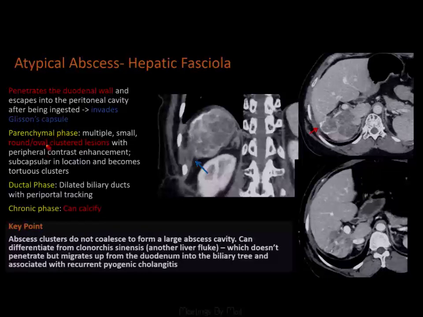They can form round and clustered lesions in the parenchymal phase, can cause dilated biliary ducts, and can calcify chronically. The way that you can differentiate this from Clonorchis sinensis, which is another liver fluke, is that Clonorchis sinensis actually tunnels up through the biliary tree from the duodenum. It doesn't go through the duodenal wall, and that's associated with cholangiocarcinoma.